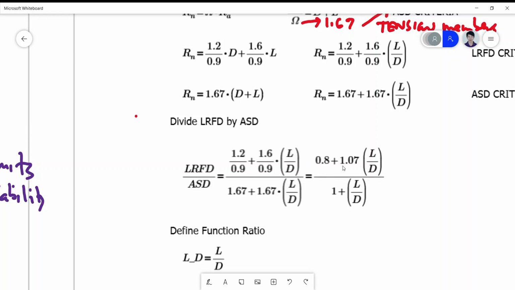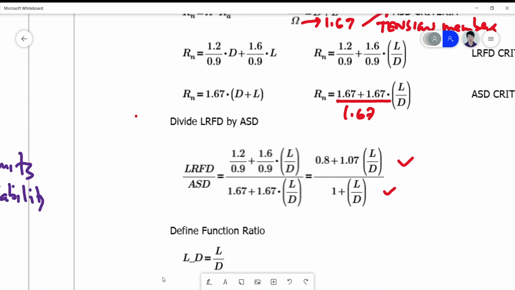So this is 0.8 plus 1.07 L over D, which becomes 1 plus L over D if we divide this by 1.67. Okay, so parang dinivide lang ito uli ng 1. Okay, so this will cancel out and you have this one here. Okay, so define the function.